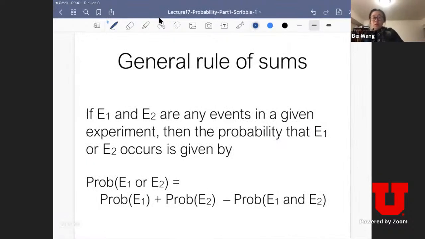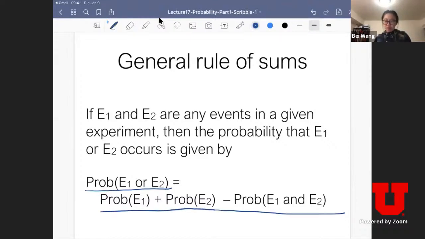Now, for any two events, E1 and E2, where I don't know whether they are mutually exclusive or not, the probability of event 1 or event 2 occurring is the probability of event 1 plus the probability of event 2 minus the probability of event 1 and event 2. Of course, if E1 and E2 are mutually exclusive, then this minus term is actually 0. So it goes back to the previous rule.